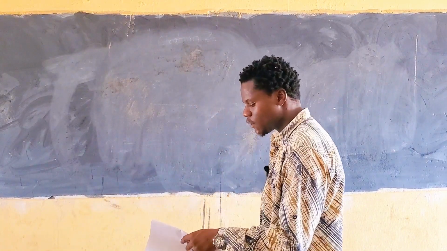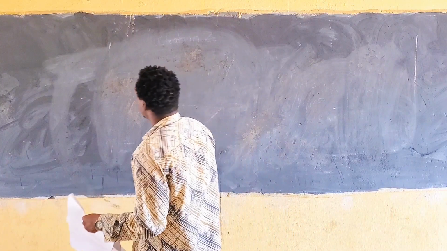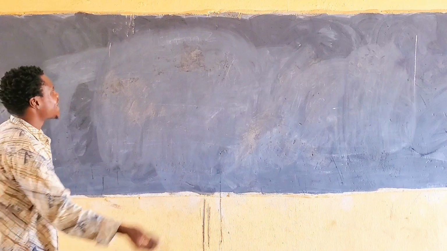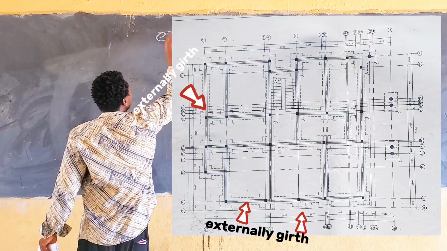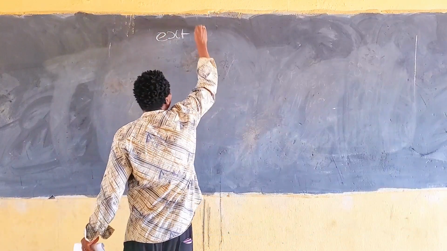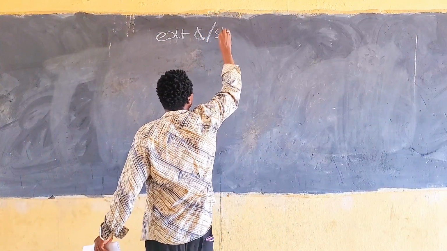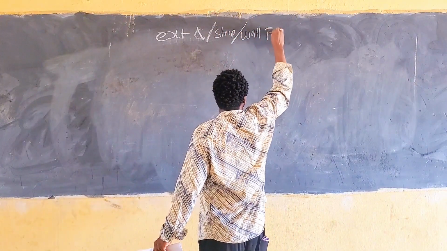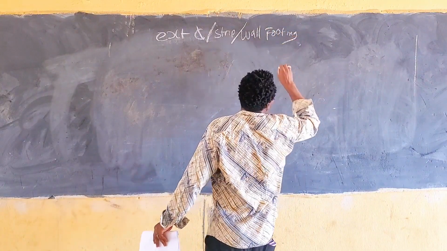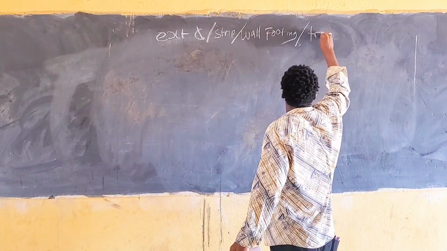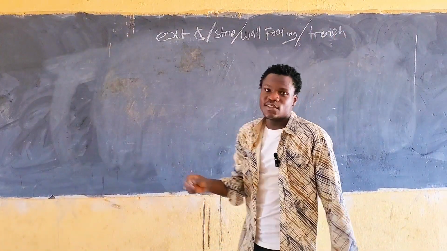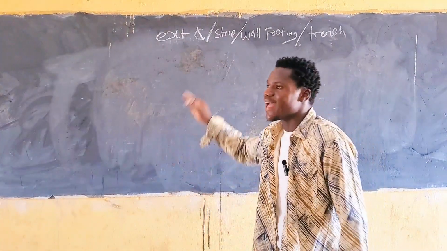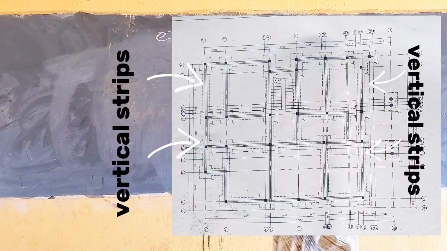So to begin our measurements, like I said, when we want to measure trench excavation, we'll divide it into external and internal. So let's start with the external gap. External gap is also strip, also wall footing. It's also trench. There's so many ways. So in our external gap, we'll be starting with the vertical strip.